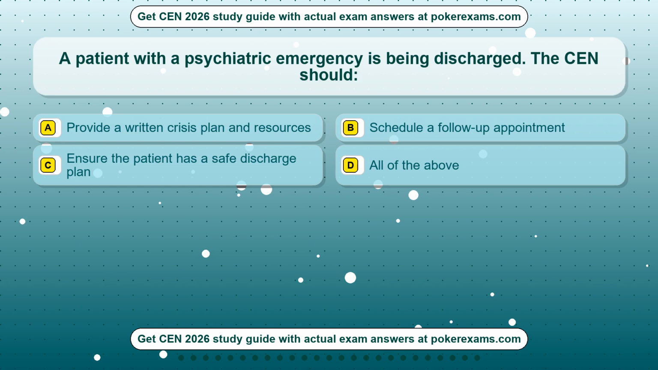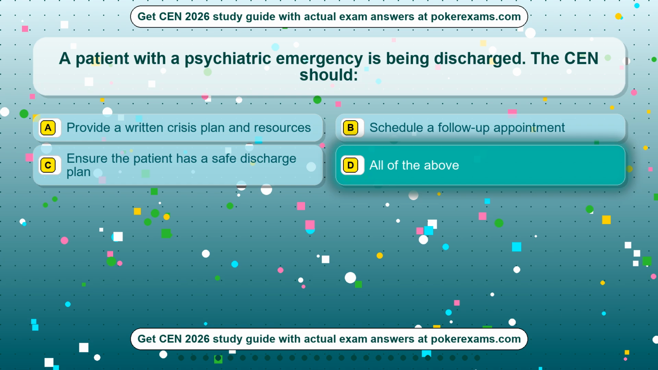Question 5. A patient with a psychiatric emergency is being discharged. The CEN should: Option A. Provide a written crisis plan and resources. Option B. Schedule a follow-up appointment. Option C. Ensure the patient has a safe discharge plan. Option D. All of the above. The correct answer is option D. All of the above.